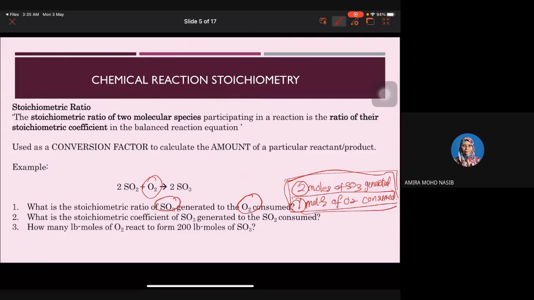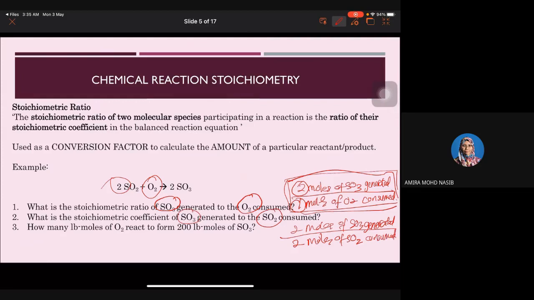Secondly, what is the stoichiometric ratio of sulfur trioxide generated to the sulfur dioxide consumed? So same, 2 moles of sulfur trioxide generated over 2 moles of sulfur dioxide consumed.